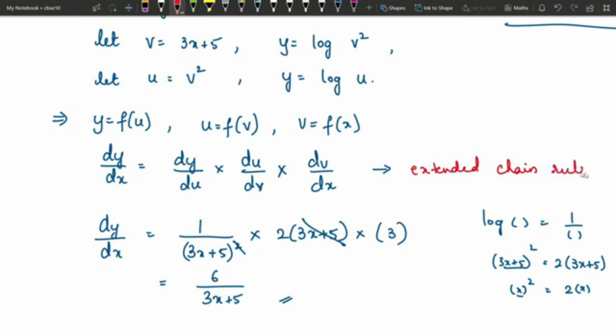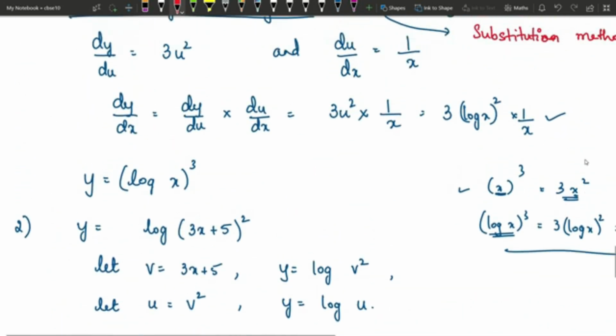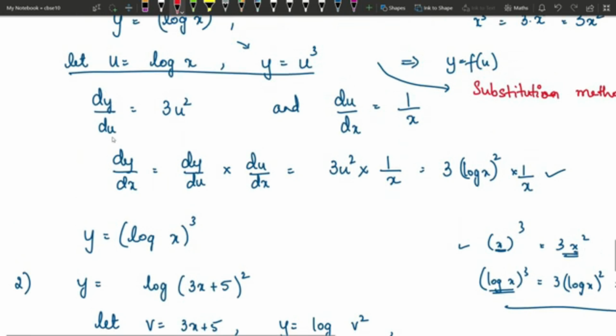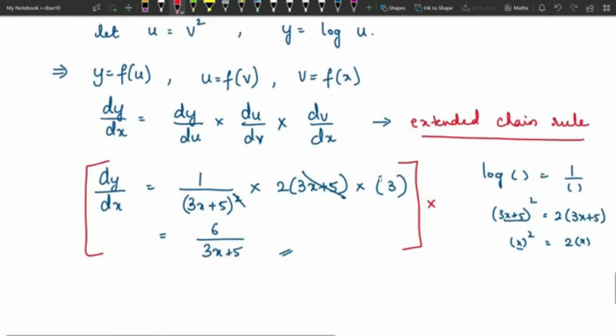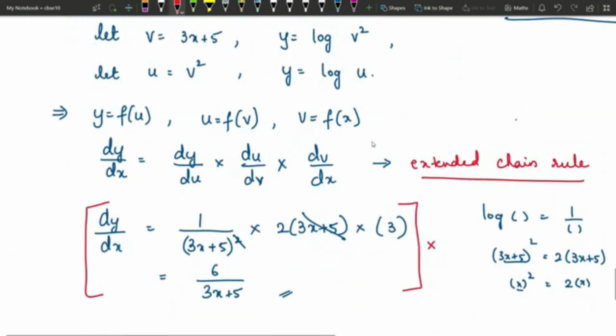Extended chain rule. Now if this question is asked in the exam, you cannot use this straight one line method. This is a one line method; this method you can't use. You have to use this extended chain rule and write each and everything like this: dy by du, du by dv, and then dy by dv, dv by du, then write du by dx, and then multiply all the three things and then simplify. That is how you are supposed to solve.